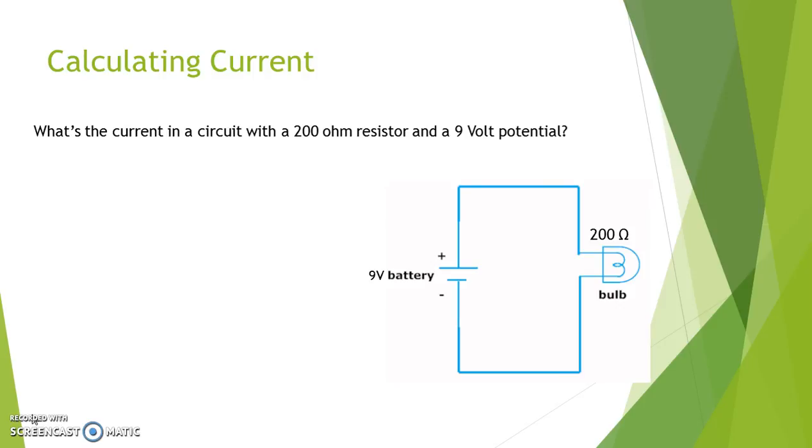What's the current in a circuit with a 200 ohm resistor and a 9 volt potential? So a very reasonable kind of circuit. And we can see the cartoon of it here, the schematic, with our 9 volt battery and our 200 ohm bulb. So we can do our calculation. Remember, for Ohm's law, I equals V over R. So V is the potential, 9 volts. The resistance, R, is 200 ohms. And 9 over 200, if we put it in our calculator, I equals 0.045 amps.